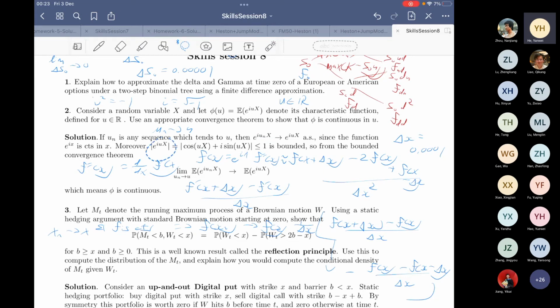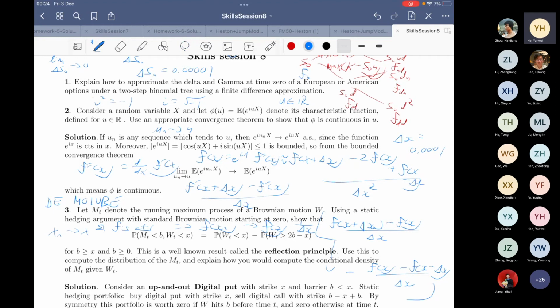Well, if we consider the absolute value of e^{iuX}, you hopefully remember this from when you were 17 or something, de Moivre's formula, I think it's called. That's the meaning of e^{iuX}, or it can be shown that this is equal to cos(uX) plus i sin(uX). This is the real part of this complex number e^{iuX}, and this is the imaginary part. But the absolute value of this complex number is less than or equal to 1. Actually, sorry, it's exactly equal to 1.